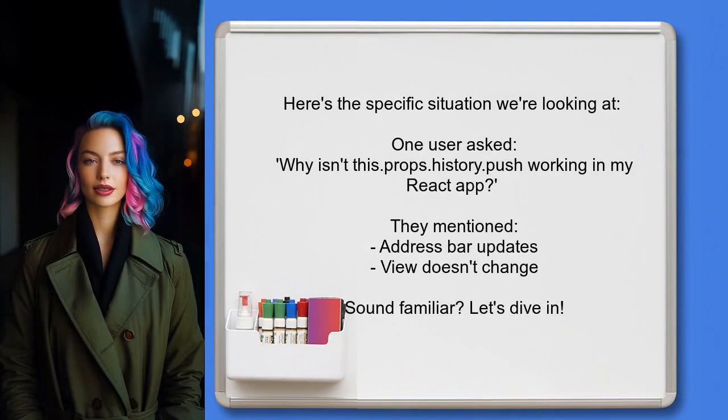Here's the specific situation we're looking at. One user asked, "Why isn't this.props.history.push working in my React app?" They provided some code snippets, and it seems like the address bar updates, but the view doesn't change. Sound familiar? Let's dive in and find a solution together.